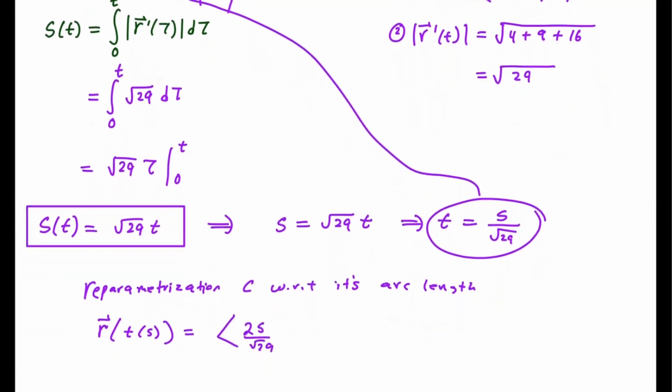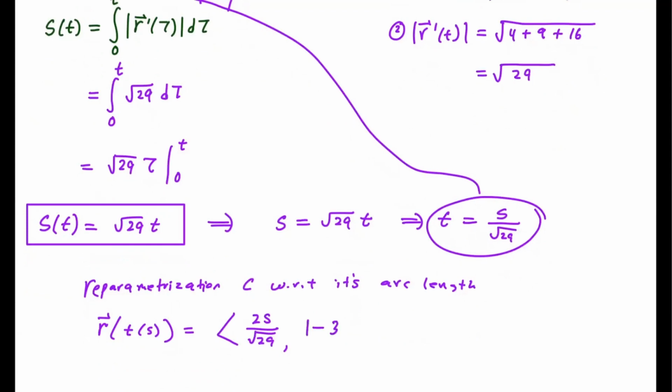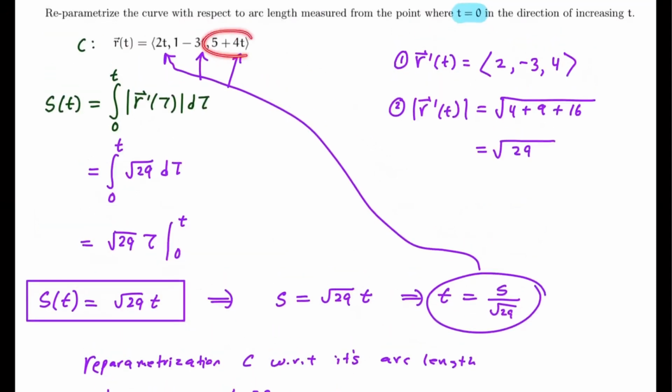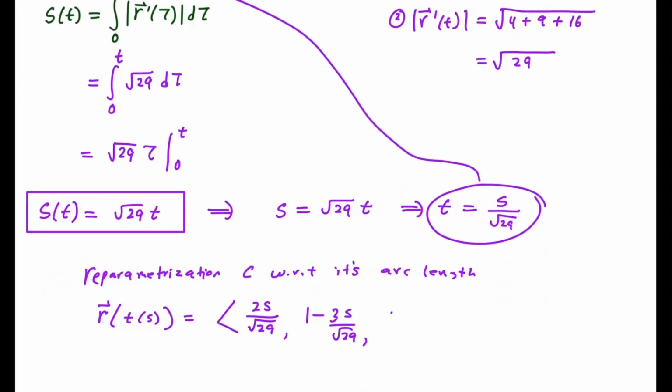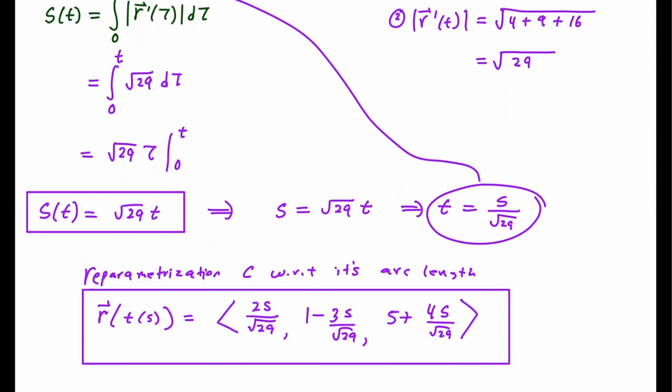Sorry for the spacing limit. I'm just going to rewrite it. So this is 2 times s over square root of 29. The second component we have is 1 minus 3t. So that would be 1 minus 3 times s over square root of 29. And then the last component is right here, 5 plus 4t. So that's going to give us 5 plus 4 times s over square root of 29. So there you have it. Your curve has been reparametrized with respect to its arc length. All right, I hope this makes sense.